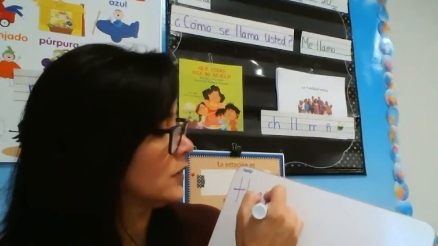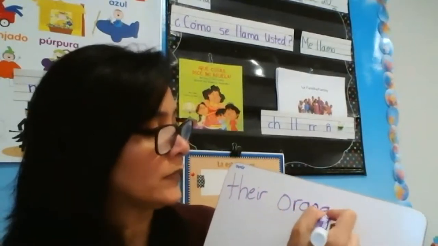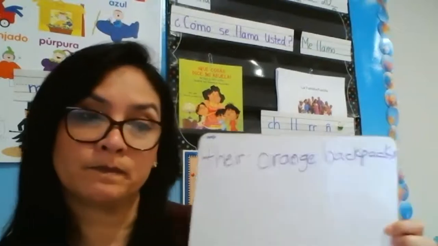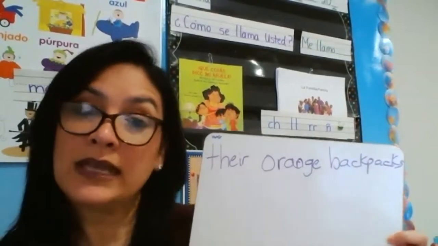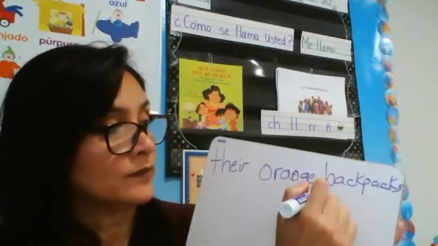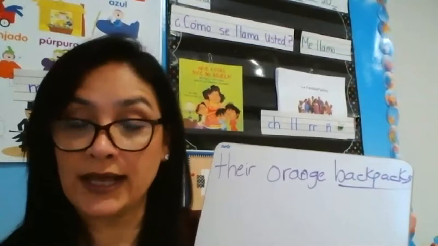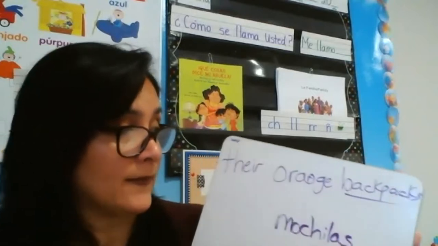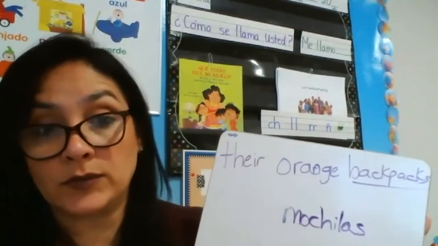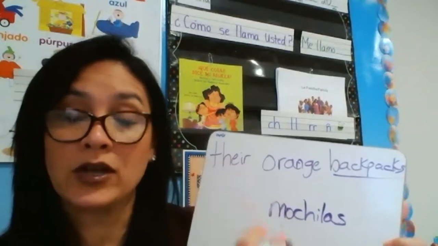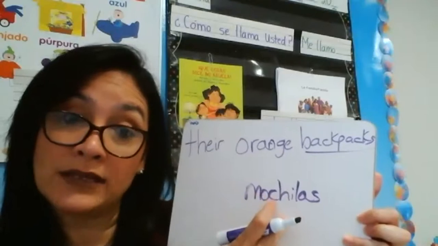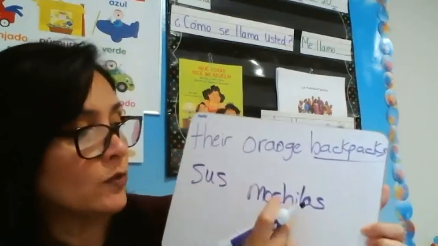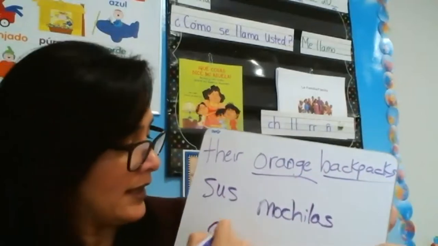Their orange backpacks. Their. Let's start with the noun. Backpack en español significa mochila. It's plural, mochilas. Because my noun is plural, I know that my possessive adjective is going to be plural. So to say, para decir their, repite su. But my noun is plural. So now my possessive adjective has to be plural. So it's sus. Sus mochilas. And now el color. Anaranjadas.